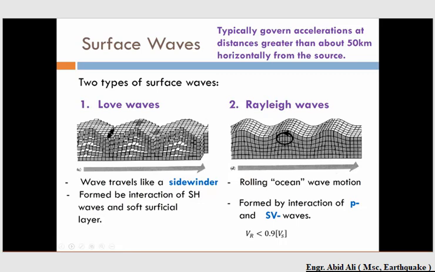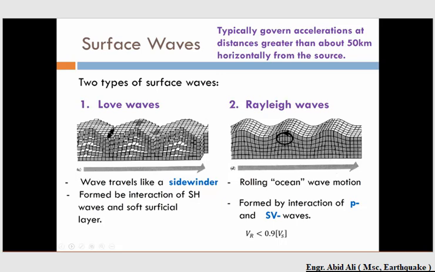Now the Rayleigh waves are more like rolling ocean waves. They kind of roll and move up and down. If you have ever been in an earthquake and you have looked up and watched the ground, and it looked like it was rolling like the ocean, you were looking at Rayleigh waves, really big Rayleigh waves, and these waves are formed by the interaction of P waves and vertical S waves.